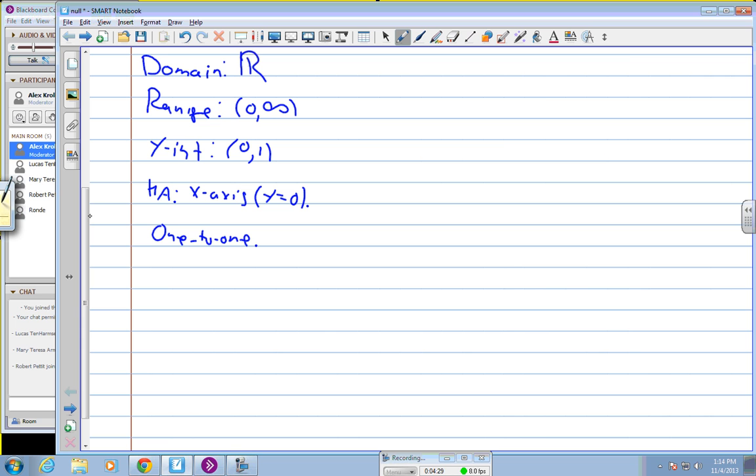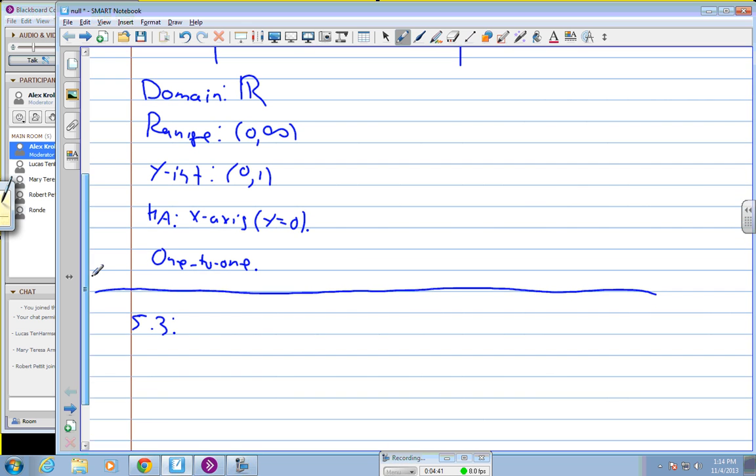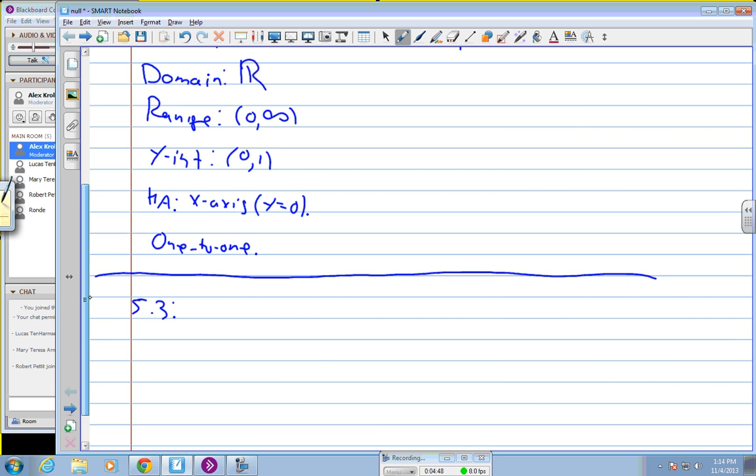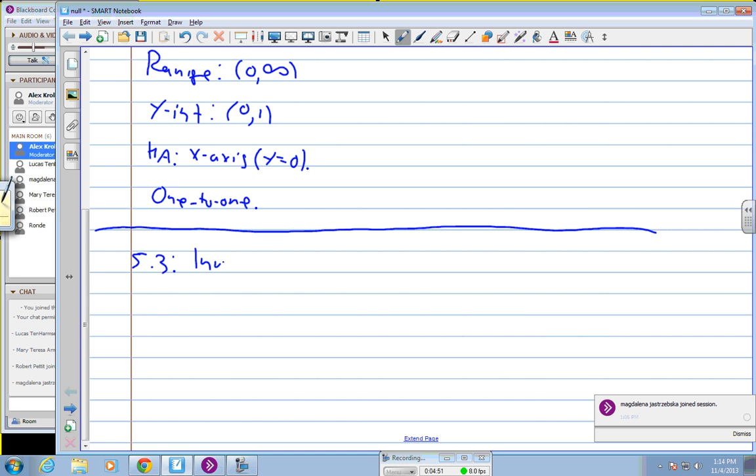So let's start talking about the inverse of exponential functions. So that's section 5.3. Well, I know everything there is to know about this inverse. Okay? So let's talk about the inverse of an exponential function.